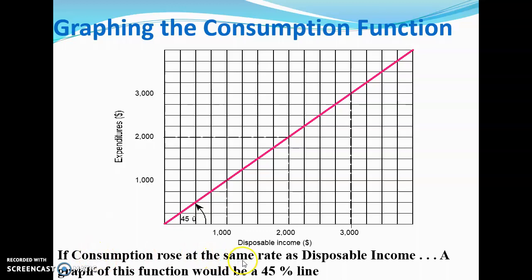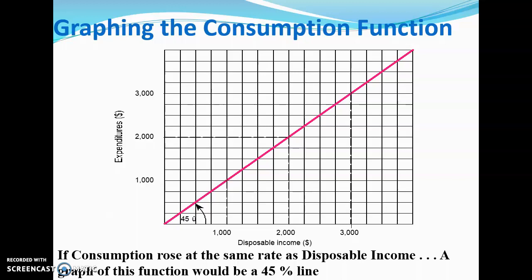So this 45-degree line, what does it represent? If consumption rose at the same rate as the disposable income, and this is an assumption we have to take before drawing the graph relevant to income and GDP, then a graph of this function would be a 45-degree line, which you can see in this pink line. We are assuming at this stage that whatever our disposable income is, we are consuming exactly the same amount, so our saving is equal to 0.